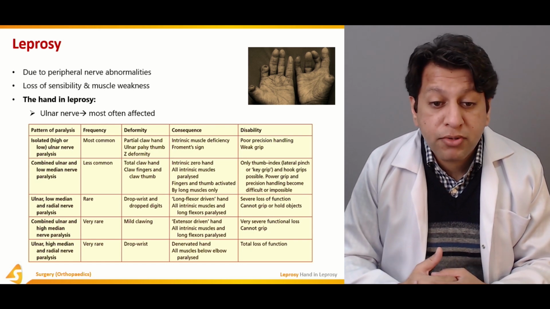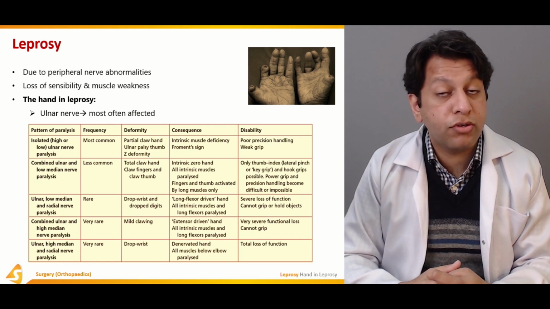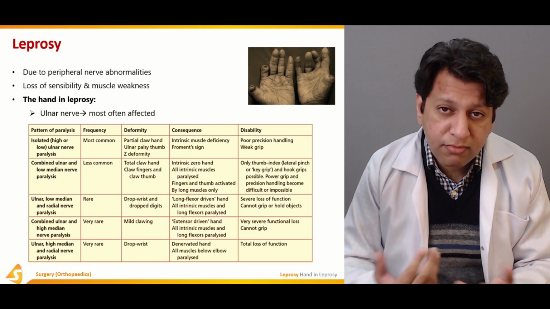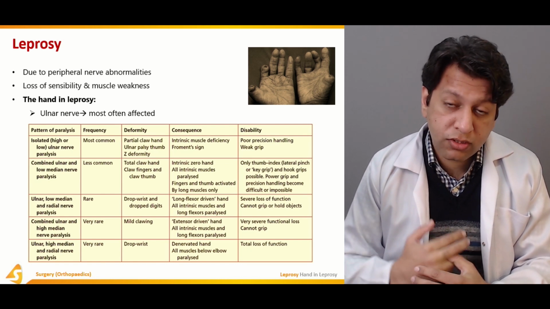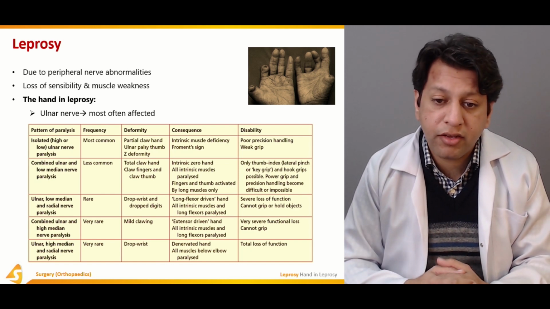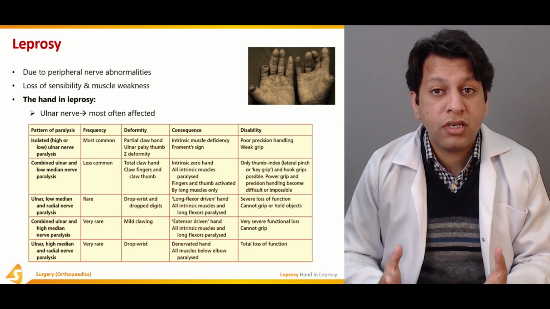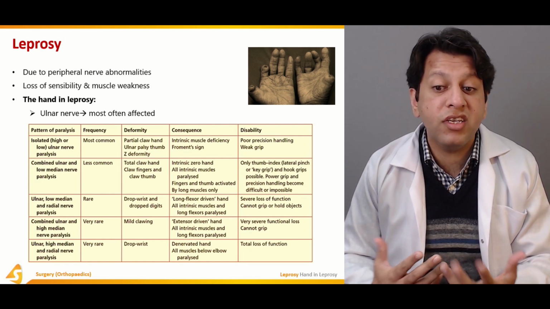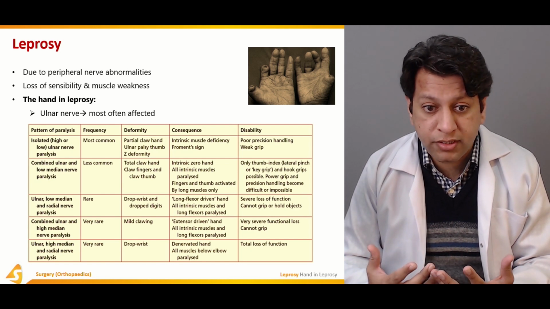The third option could be ulnar nerve, low median, and radial nerve paralysis. Although it's a very rare one, it usually results in a drop wrist and drop digits because now there's a median nerve paralysis along with ulnar nerve and combined radial nerve injury as well. When all 3 nerves are lost, this leads to severe loss of function and the patient cannot grip or hold objects.